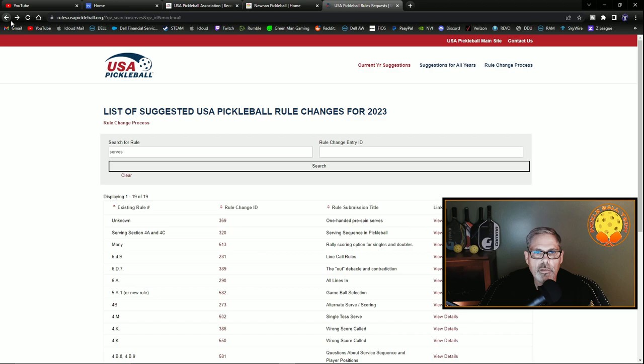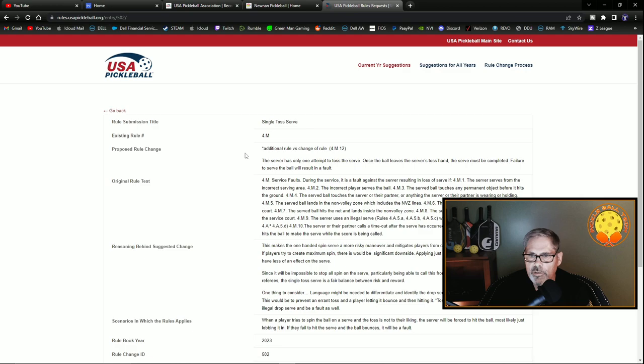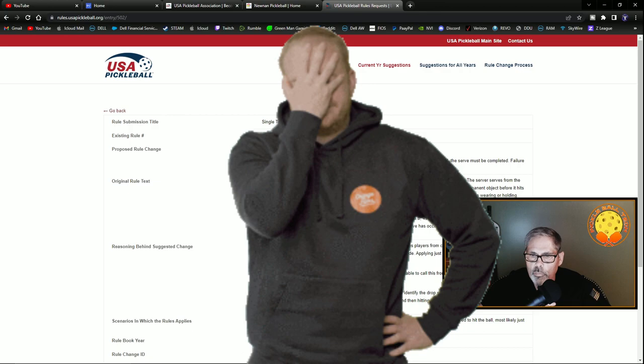We'll do one more in the serve. Single toss serve. That one sounds interesting. 4M is the existing rule. The proposed rule change is an additional rule versus a change of rule. The proposed change is, the server has only one attempt to toss the serve. Once the ball leaves the server's toss hand, the serve must be completed. Failure to serve the ball will result in a fault. Sorry, but I don't agree with that one either.